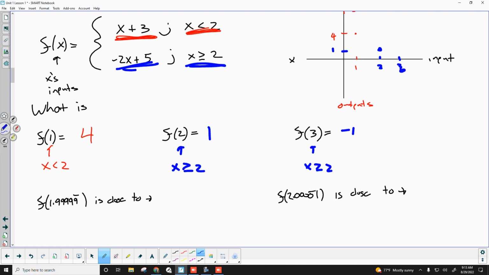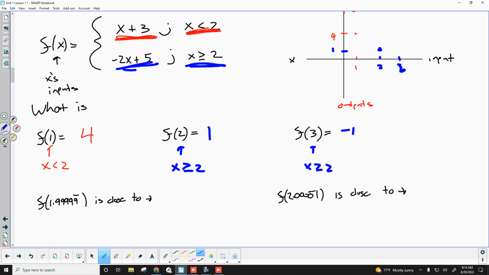But now I have a question. What if you plugged in 1.999999999, repeated, but eventually we'll stop, like maybe we have like 59, okay? And then you plug in 2.00001, okay? Now, we know that this number and this number are very close to 2, right? But this one's less than 2. This one's more than 2.